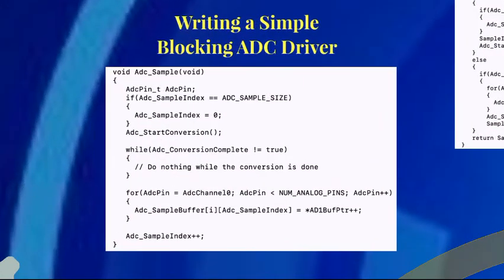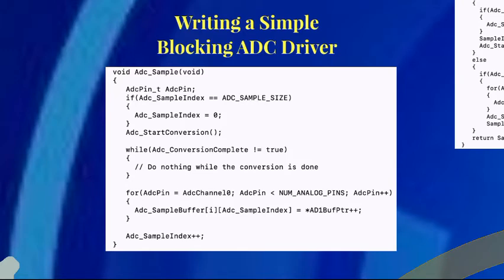Writing a simple blocking ADC driver. We can write a really simple ADC driver that is about the hardware layer. For example, we can create a simple function, ADC sample, that gets data off the ADC hardware, and then stores all the results in a buffer that can then be accessed by the application.